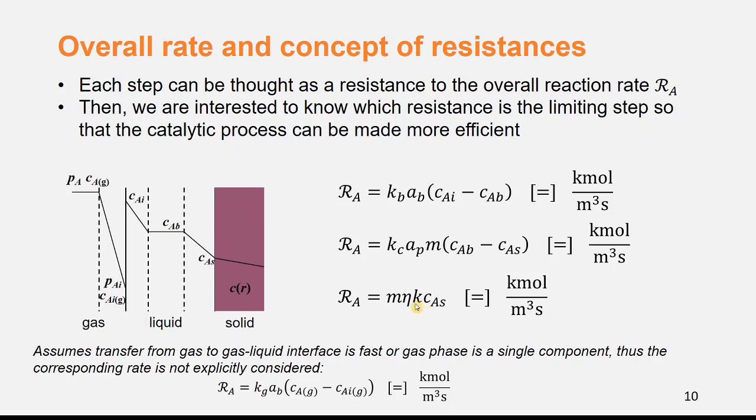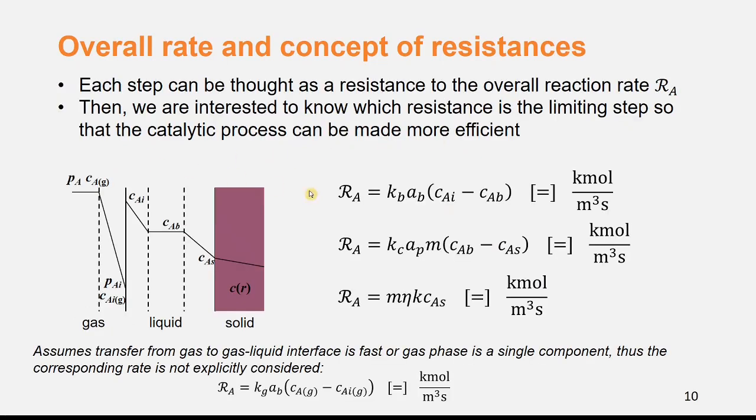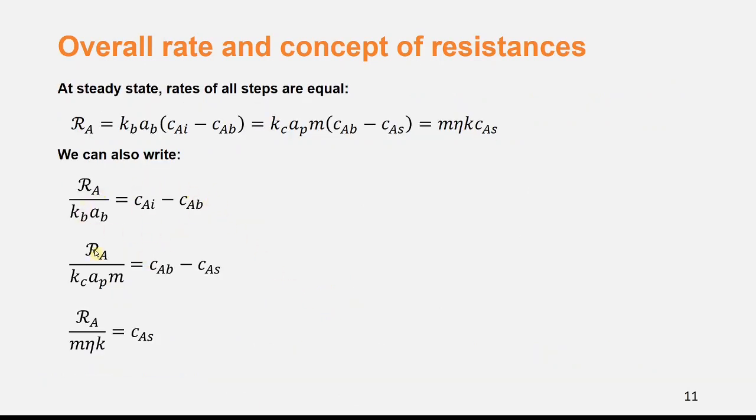At steady state, these 3 rates must be equal. So we can write capital RA is equal to kBaB times (CAI minus CAB), equal to kCaP times m times (CAB minus CAS), equal to m eta k CAS. It is more useful to take the 3 expressions from before and write them like this, with only the driving force terms, or the difference in concentrations, on the right-hand side.